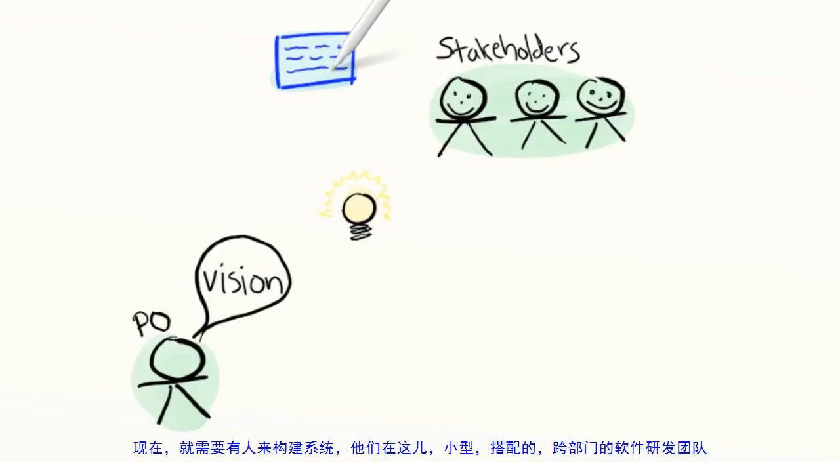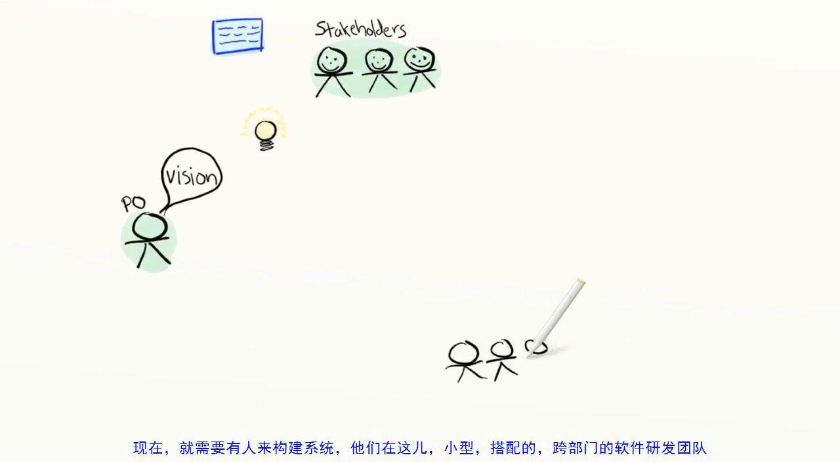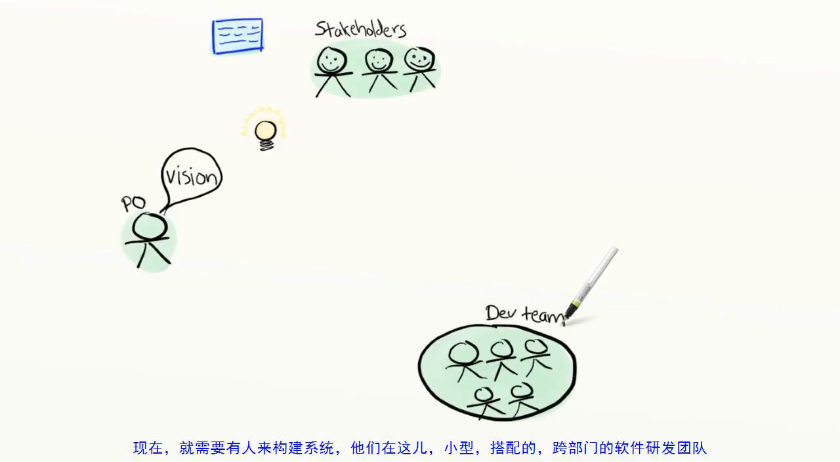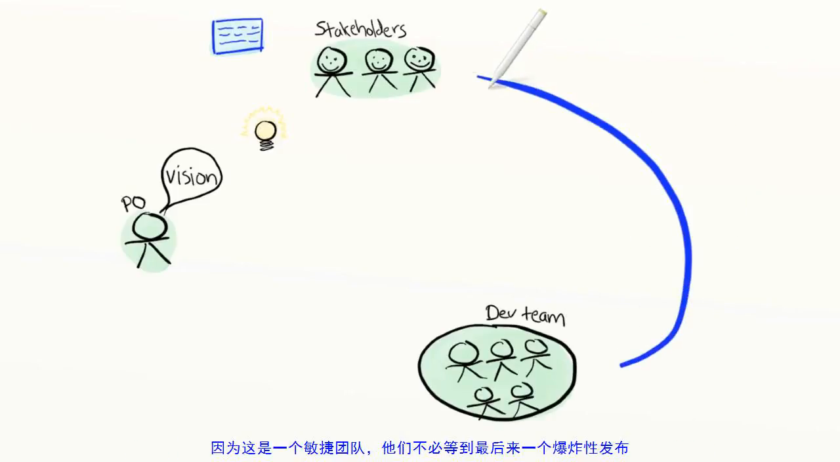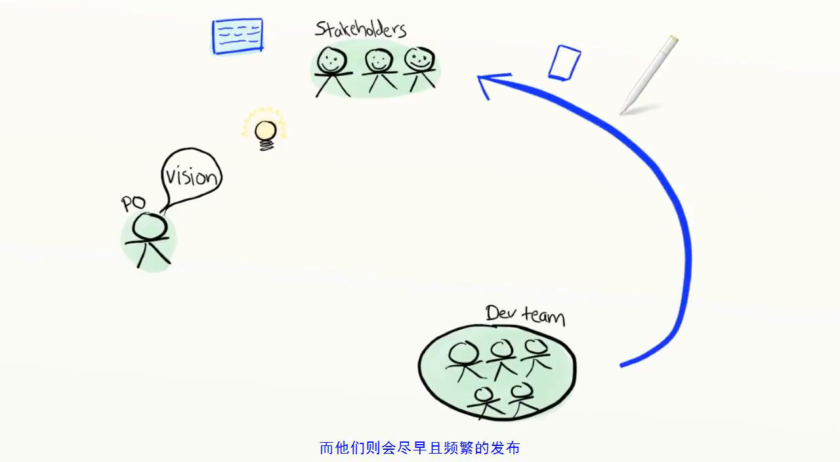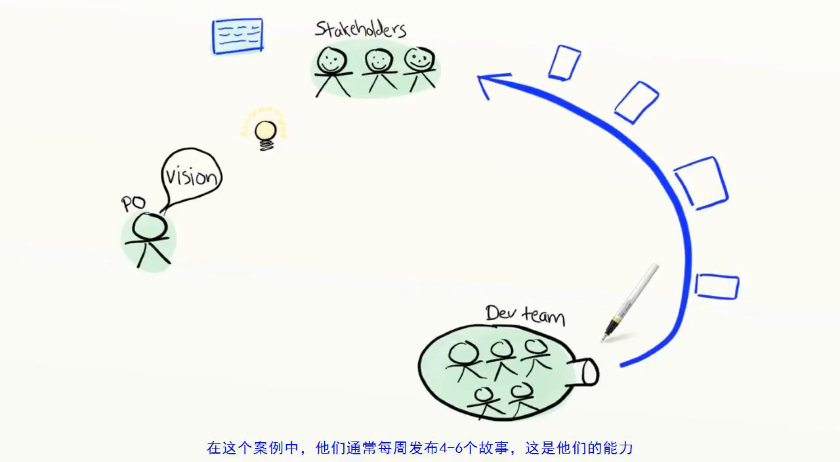Now, somebody has to actually build the system. So here they are, a small, co-located, cross-functional, self-organizing development team. Since this is an Agile team, they don't save up for a big bang release at the end. Instead, they release early and often. In this case, they usually release about 4 to 6 stories per week. So that is their capacity.